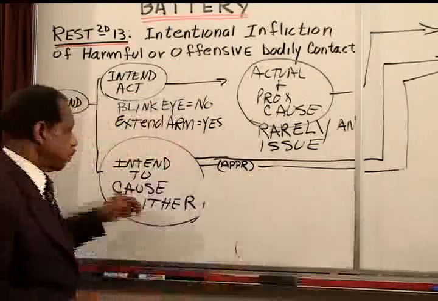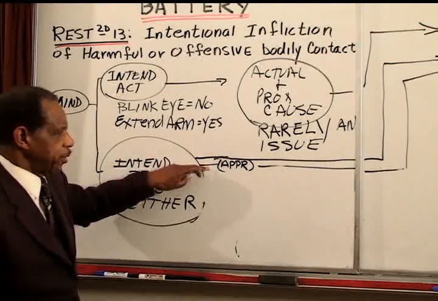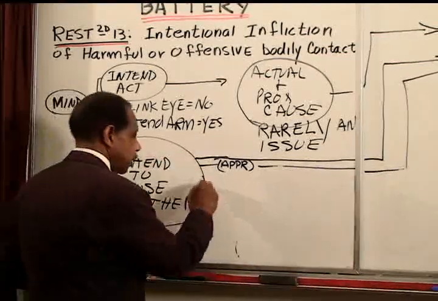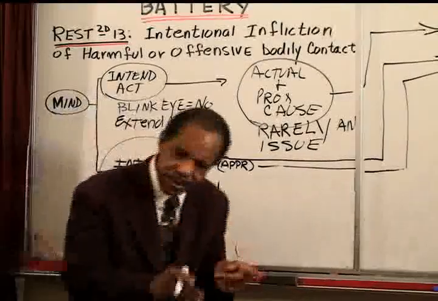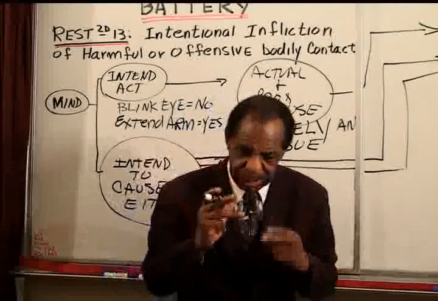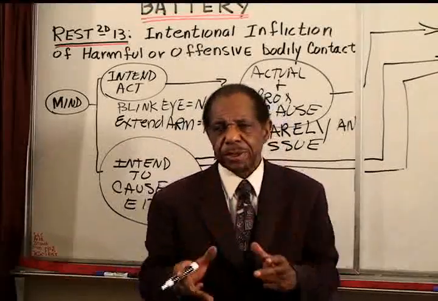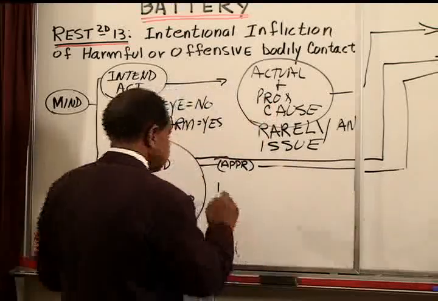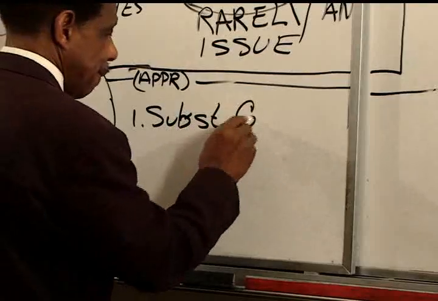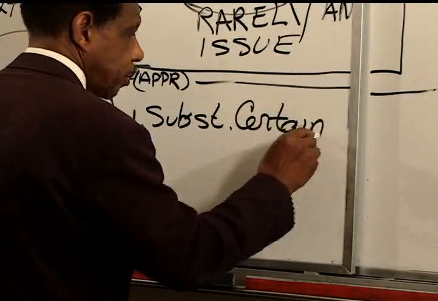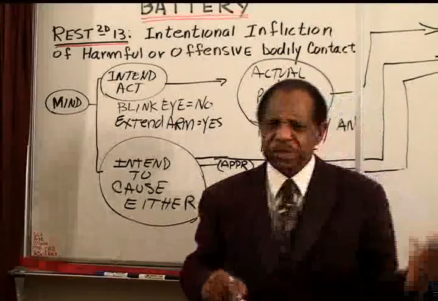So the person must intend to cause either the harmful or offensive touching or the apprehension of it. And I want to make some notes under this. Number one, when you say someone intends to do something, that means that they want to achieve that goal. But what you need to know is that substantial certainty is a substitute for intent. So substantial certainty: the person has to know with substantial certainty that if I do X, Y will happen.